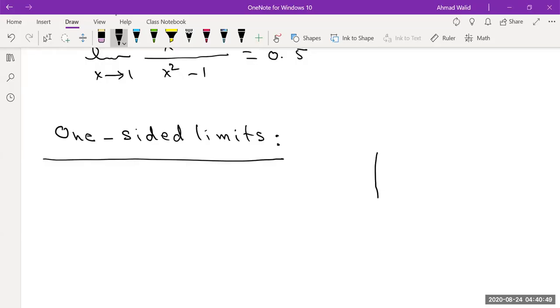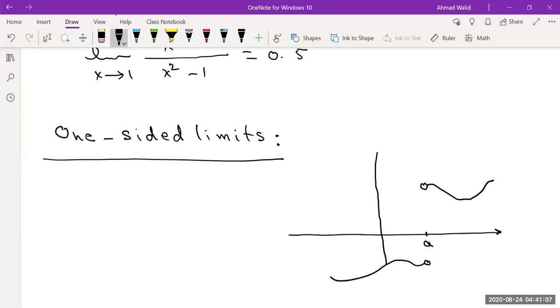Let me graph something here for you to explain the idea of one-sided limits. Example here at point A, maybe I have a graph like this, and here I have another point and another graph, whatever this curve is. Here X, here Y. One-sided limit. What is one-sided? The limit you can see in this graph very, very easy.